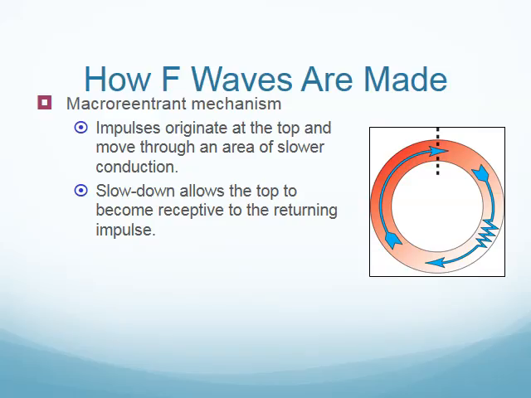F waves are made as a reentrant mechanism. Impulses originate at the top of the mechanism and they move through an area of slower conduction. This slowdown allows the top to become receptive to the returning impulse. So basically you have an impulse that is continuously looping around in the ectopic foci that's causing your flutter waves. It's the same impulse being received over and over again by the previous stimulus, making it an extremely fast rhythm.